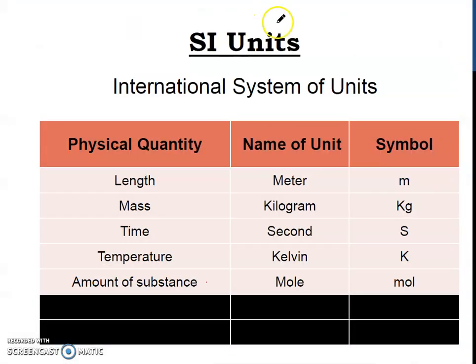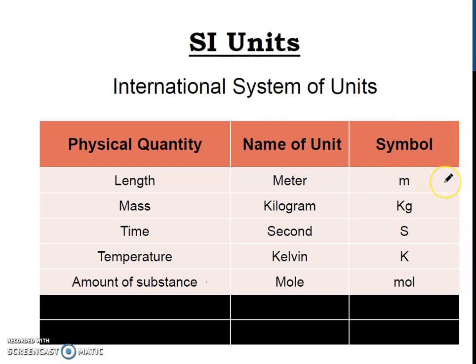Okay, we take a look at the first one, which is SI unit. This is the International System of Units. There are 5 important SI units you need to learn for this chemistry: length, mass, time, temperature, and amount of substance. There are many other international systems of units, but we focus on these 5 in chemistry.